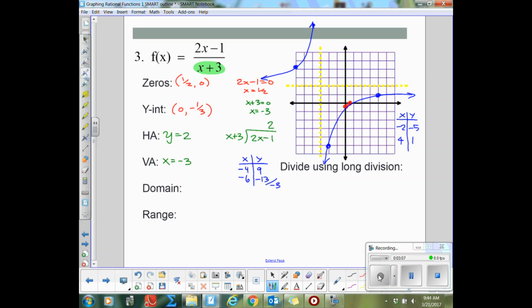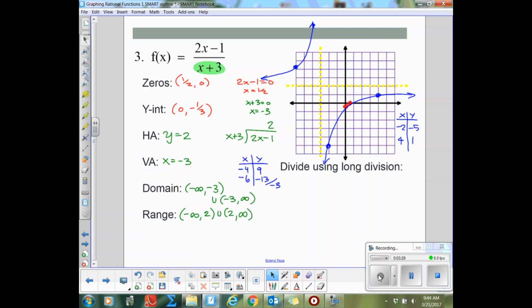We can fill in the domain and range based on the asymptotes. Domain -infinity to the vertical asymptote, and then vertical asymptote to infinity. Range -infinity to the horizontal asymptote, and then the horizontal asymptote to infinity.